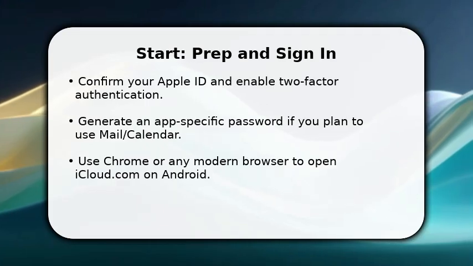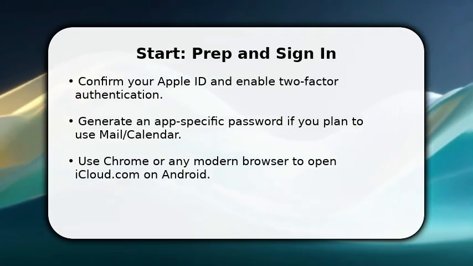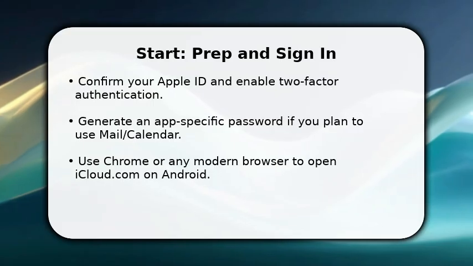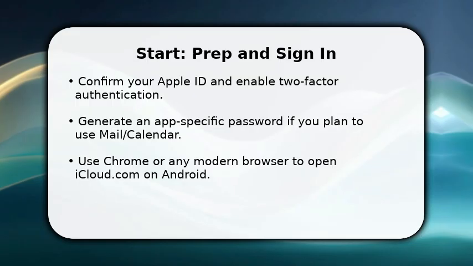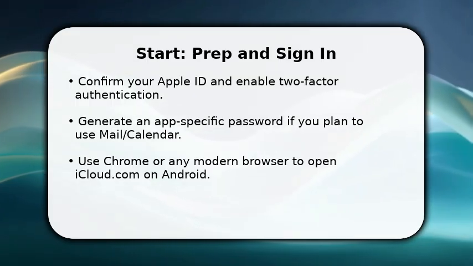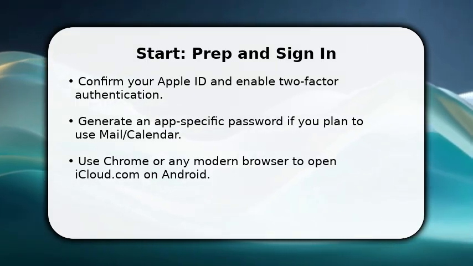Enjoy the video. You start by confirming your Apple ID and turning on two-factor authentication if it isn't already active. This protects access. Once done, generate an app-specific password in your Apple ID security settings when you plan to connect Mail or Calendar to Android apps.